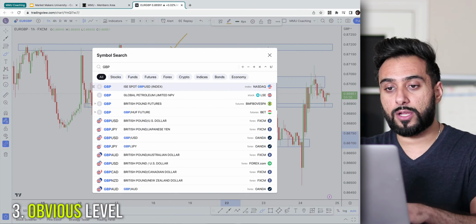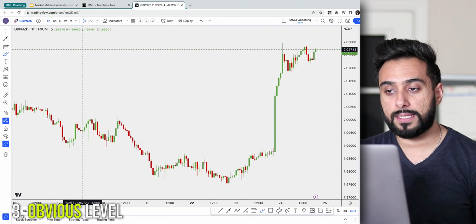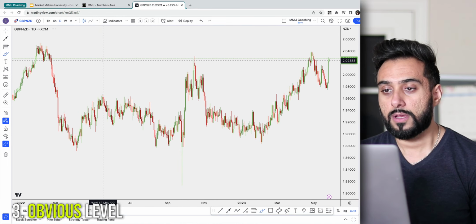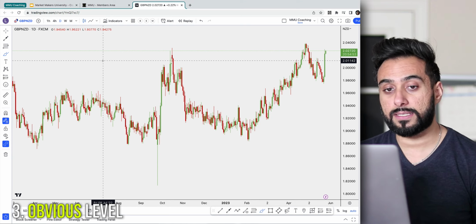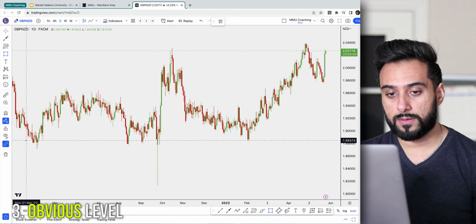So we will go ahead and go into GBP NZD. Let's go to the daily time frame and let's go ahead and talk about some zones. So right here, the zones I would say are the cleanest would be this zone right over here.